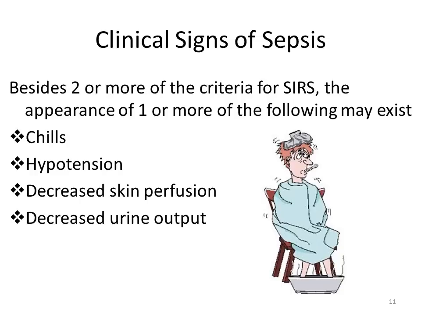Signs and symptoms. All the things that you can talk about with SIRS, plus the presence of a documented or suspected infection, and you can have one of these things: chills, hypotension, decreased skin perfusion, decreased urinary output.